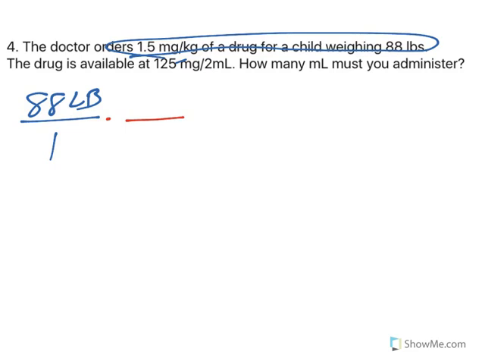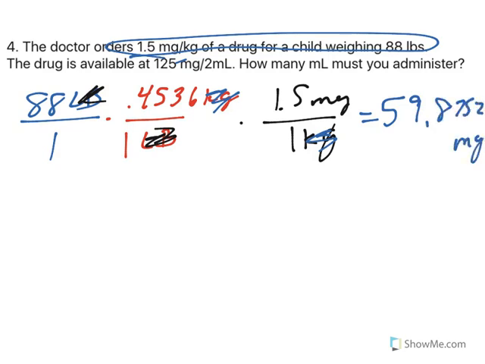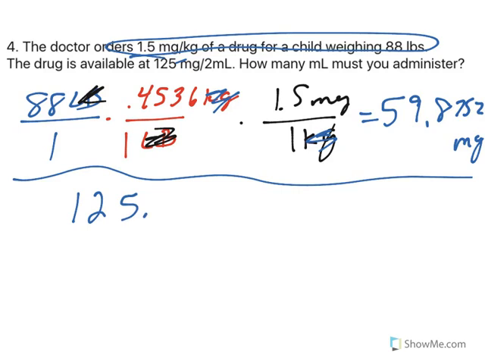Well, the first thing we have to do is change our pounds to kilograms, just like we did in that first problem earlier. So 0.4536 kilograms per pound. Okay, so that puts me into kilograms, and I know that we're getting 1.5 milligrams per kilogram. So kilograms cancel out, and I'm going to get a total of 59.8752 milligrams. Well, it's issued at 125 milligrams for every 2 milliliters.